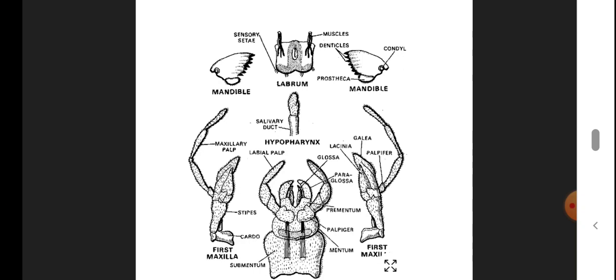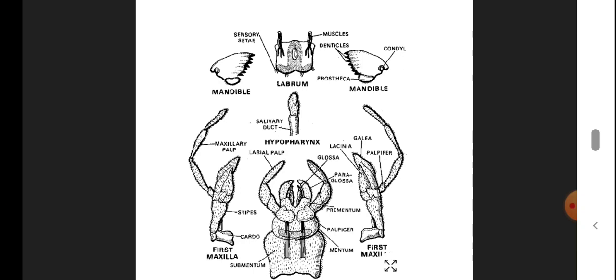Denticles are sharp structures to cut the food, not grind, to chop the food. These denticles are very sharp structures like teeth. Then in the first maxillae there is also maxillary palp. Then stipes is there, cardo and stipes. Then maxillary palp. Then lacinia, galea.